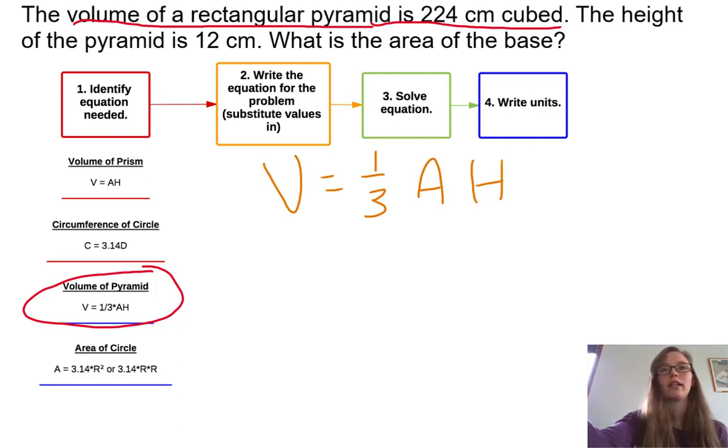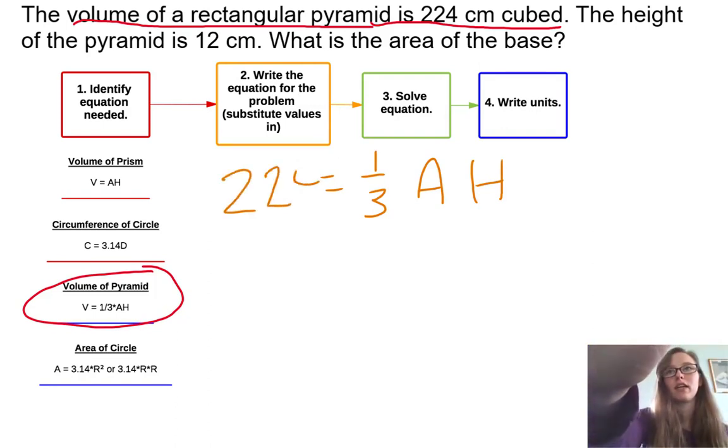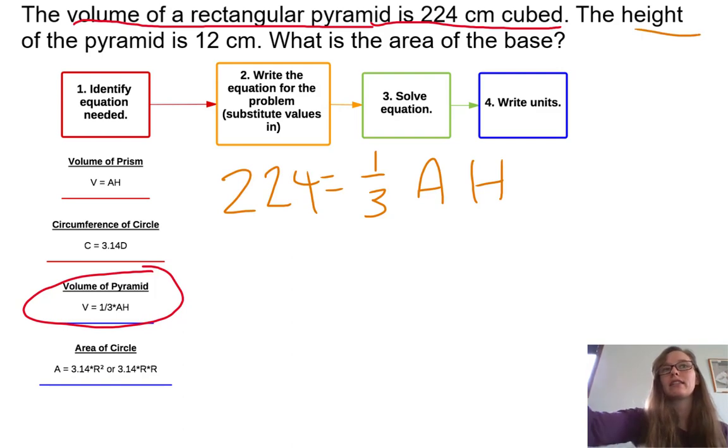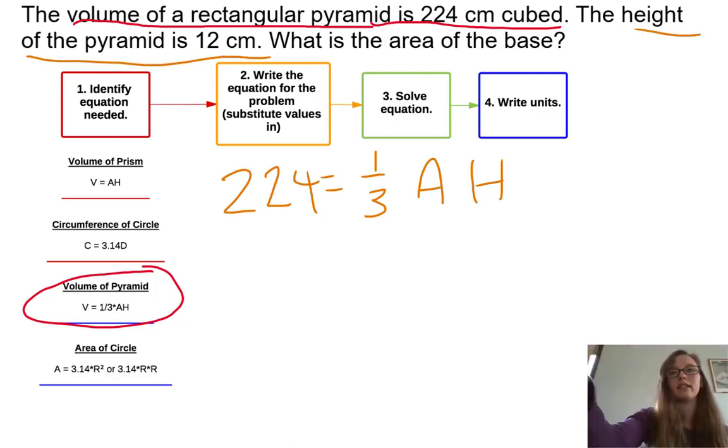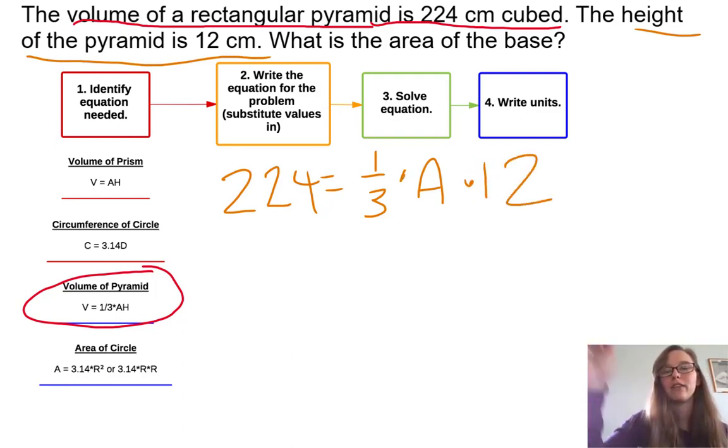Then I got to substitute the values in. So I know that the volume is 224. And then it says the height of the pyramid is 12 centimeters. So where height is h, I put in 12. And these are all multiplied. When I have a number next to a variable, it means multiplication.